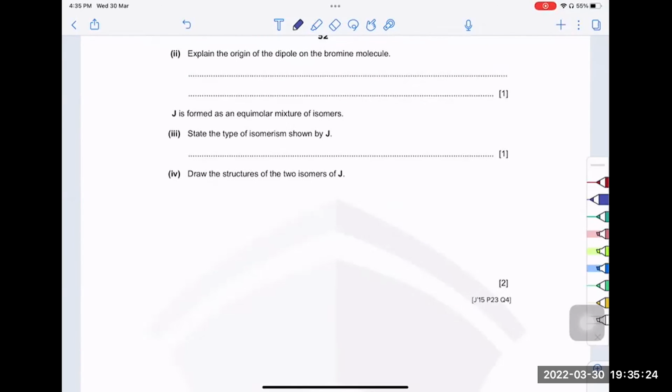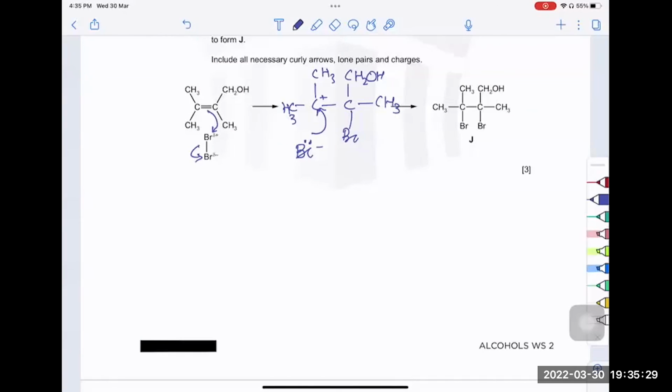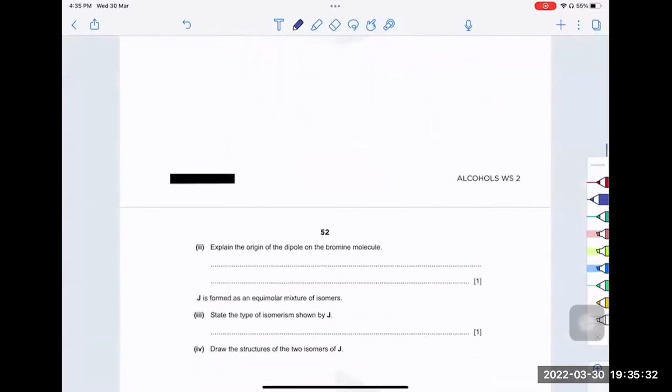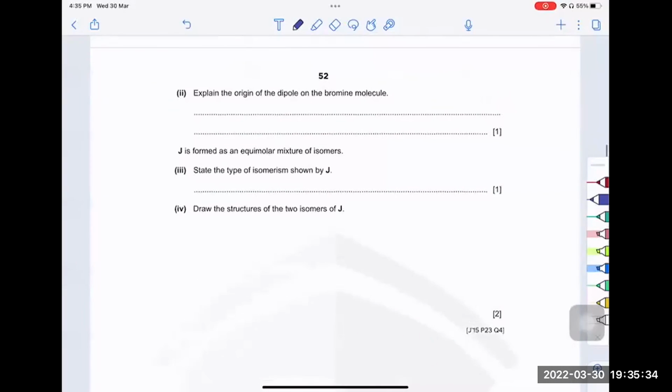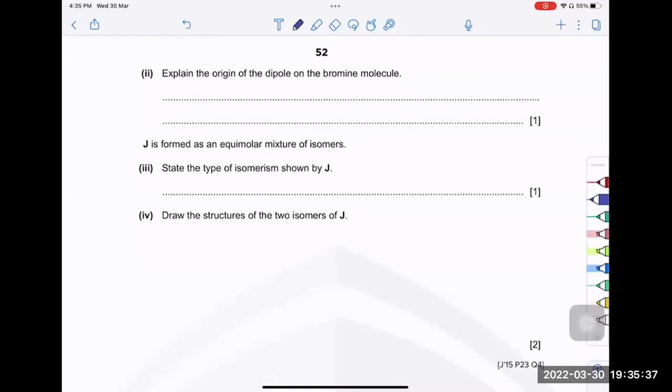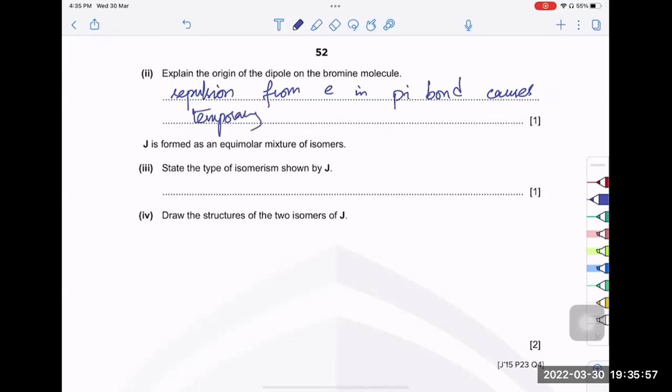Explain the origin of dipole on bromine molecule. I talked about it briefly. It is basically when it comes close to the pi electrons over here, they repel its own electrons, and you're going to get temporary dipoles generated. So it is repulsion from electrons in pi bond, or pi electrons, that causes temporary dipoles, or induced dipoles, that's the word.